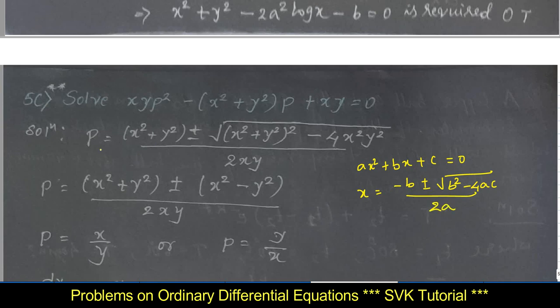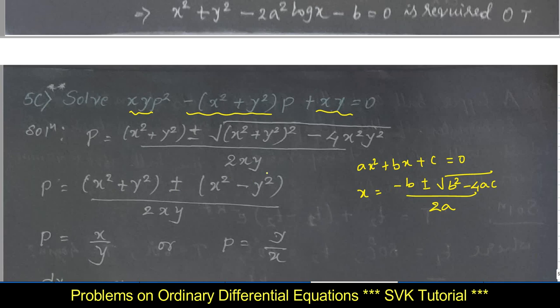Using this formula here, we are going to get p equal to, here the b value is this and a value is this and c value is this. Therefore b is negative here, therefore negative into negative becomes positive times of x square plus y square plus or minus square root of x square plus y square the whole square minus 4x square y square divided by 2xy. Simplifying further, I am going to get x square plus y square plus or minus x square minus y square divided by 2xy. Now splitting these two terms, we are going to get one. First I am going to take with positive sign, then I am going to take with negative sign.